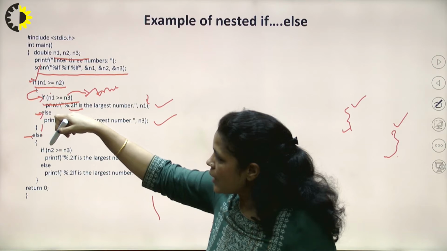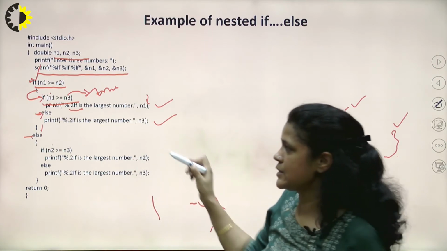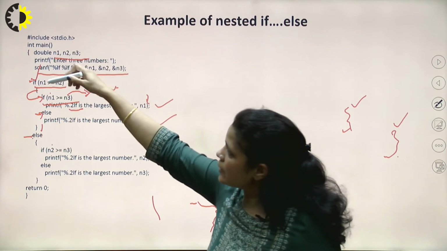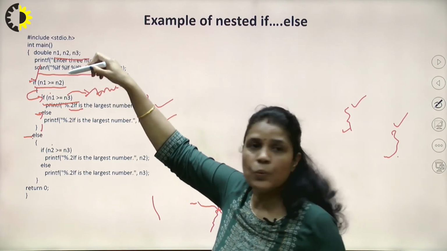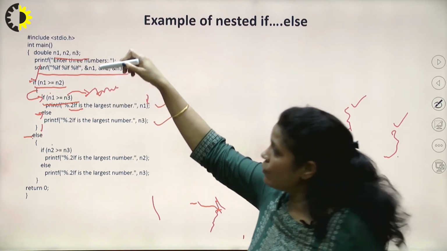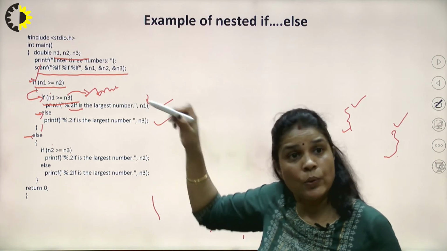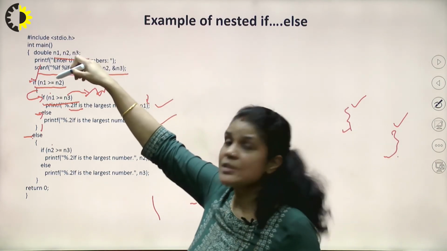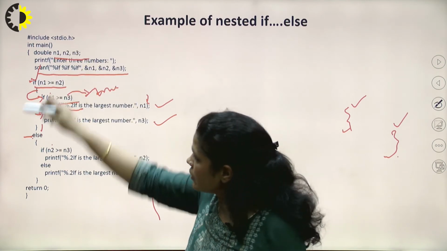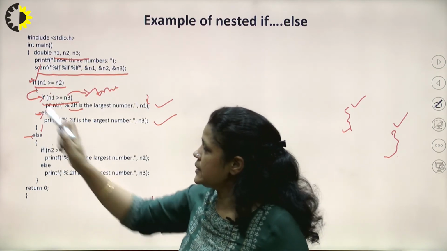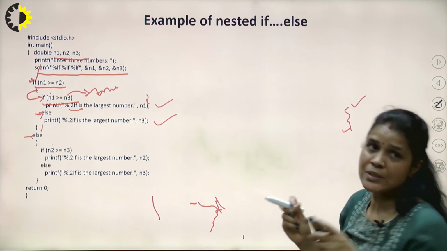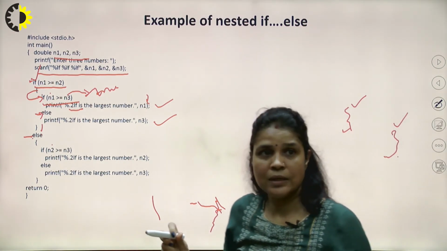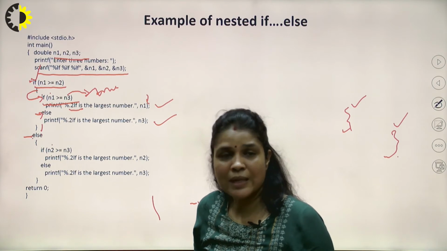And in the else part, we again have an if and else statement, because in the outer if part, we have checked N1 is greater than or equal to N2. When will this condition be false? When N2 is greater than N1, right? Then we'll come here. So it is clear that N2 is greater than N1. Now we need to check N2 against N3.